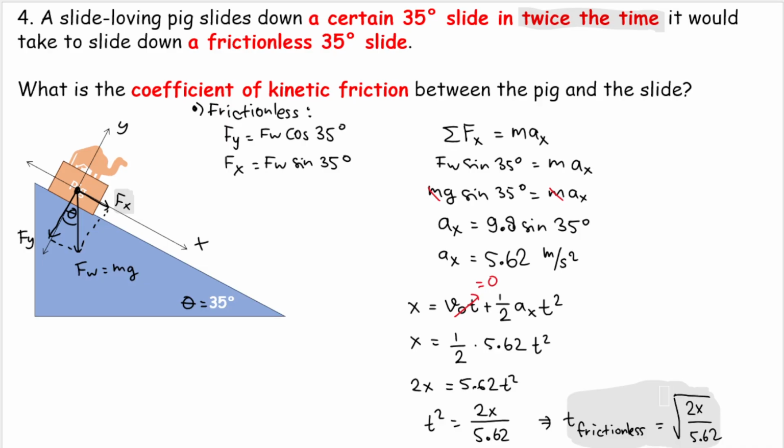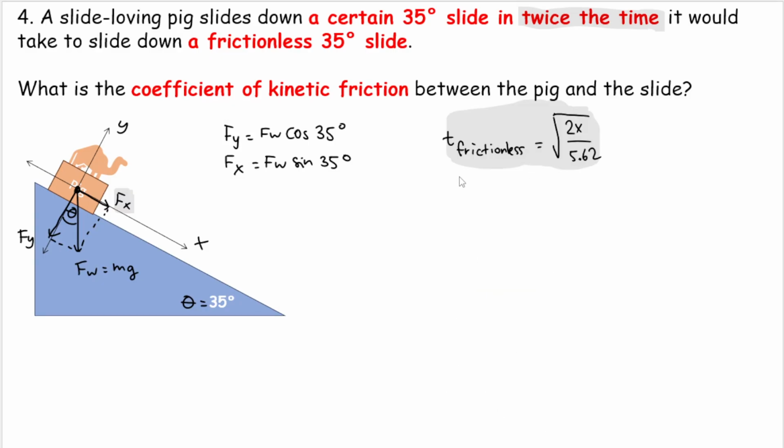Okay, now let's do the analysis when it has friction. Let's clean this up. Now we have the time when it is frictionless, right? And now we want the time with friction to be twice the time when frictionless, right? So I'll have this equal to 2 times t frictionless.